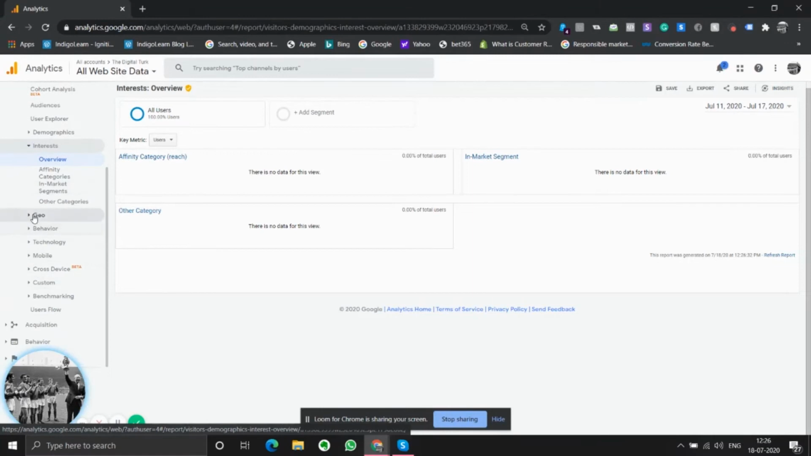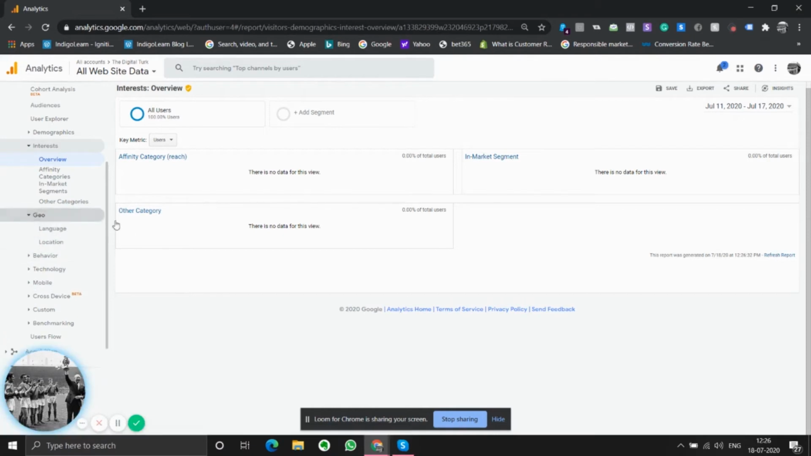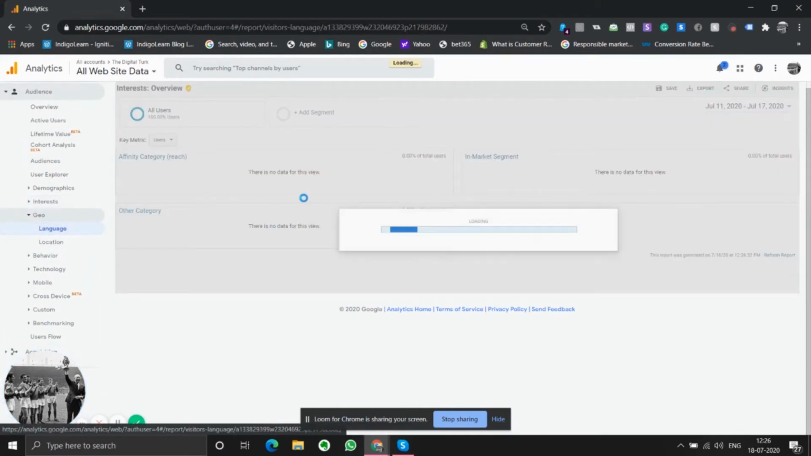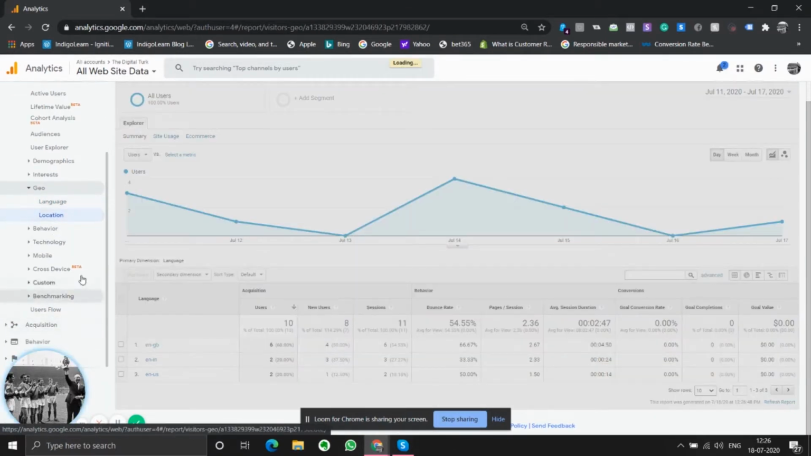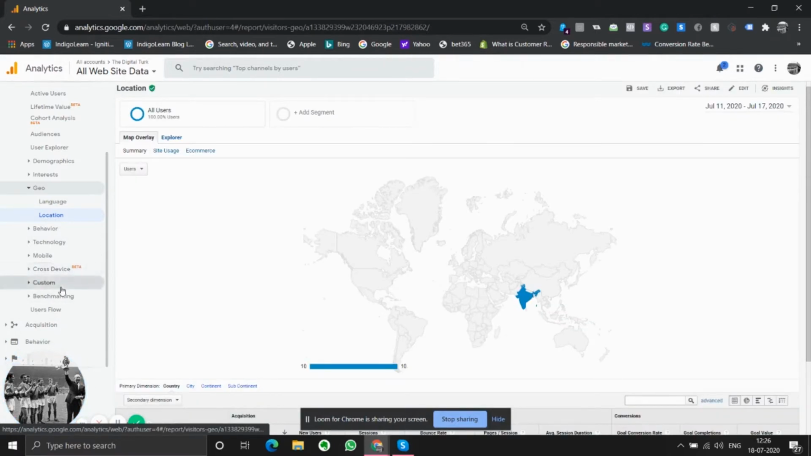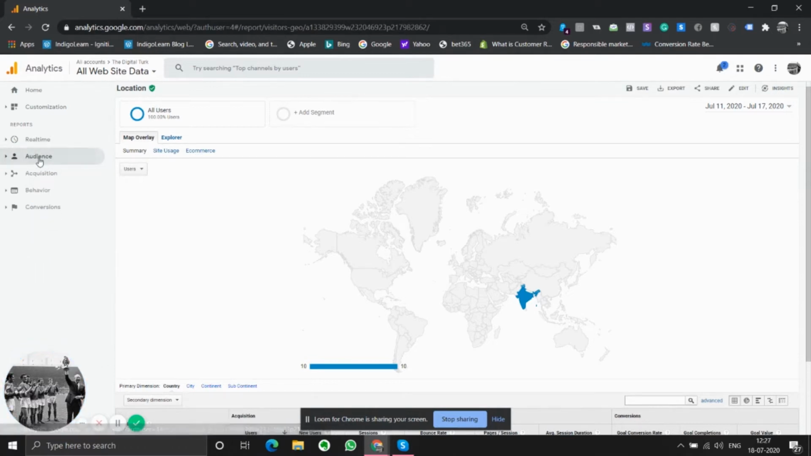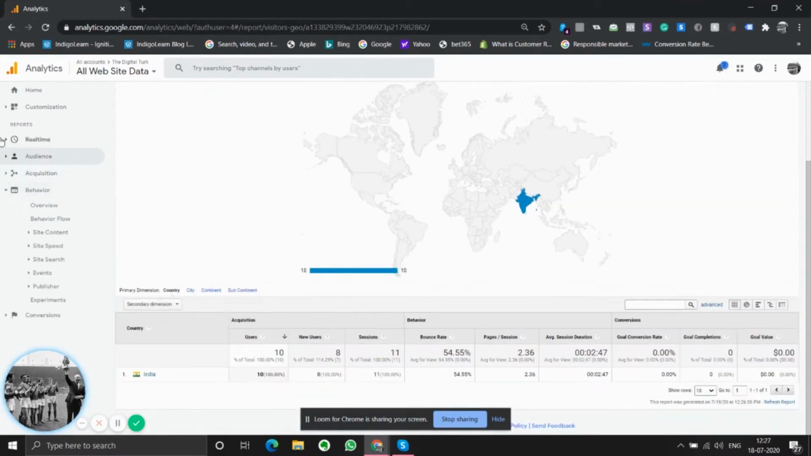So then it is also categorized as per technology with regards to the devices, which also transcends into mobile, and then you have geo, which is regarding what kind of language people speak who are coming to a website. What is the location? And then you have tools like cross device attribution, custom, and benchmarking, which we'll get into in a later video. So you have all of this information here to understand your audience. It's very important, guys. A lot of people are neglecting these kinds of things. It's really important to understand this stuff because it's actually really interesting.